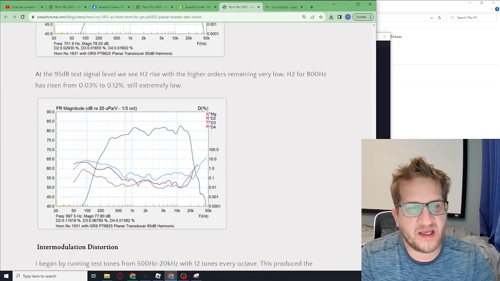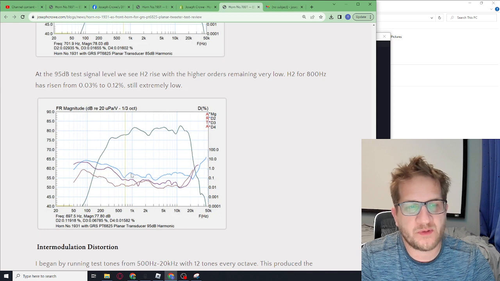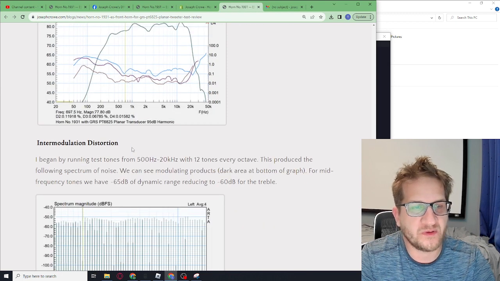Increasing the test SPL, we see the second harmonic predominantly rising with the fundamental, or the tone, with the higher order harmonics being quite low. So we do see a bit of a bump there at the 1 kilohertz as well. That might be just an anomaly, but we'll keep an eye on that moving forward.